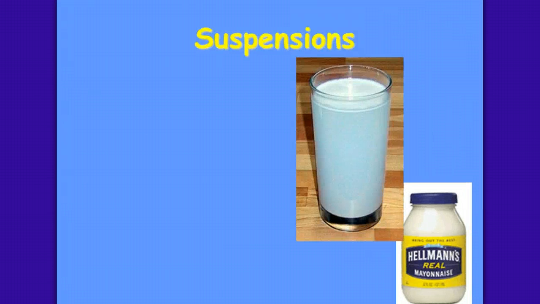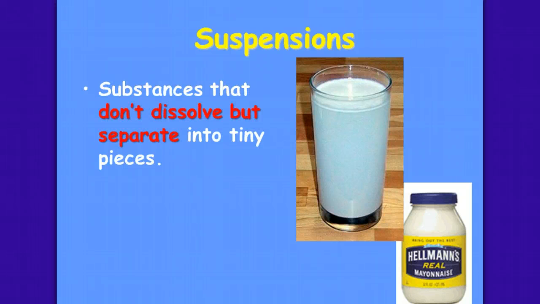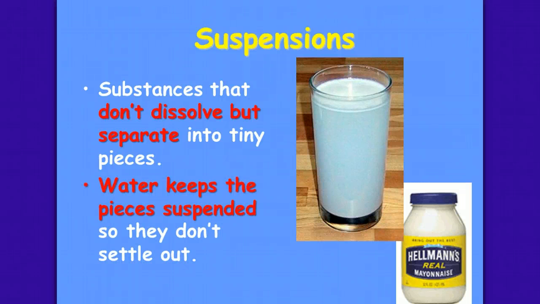Some suspensions, oh wow, I'm getting ahead of myself. Let's define it first. Substances that don't dissolve but separate into tiny pieces is what's called a suspension. It's other compounds that are floating in water. So water keeps those pieces suspended so they don't actually settle out. Two examples here are milk and mayonnaise.